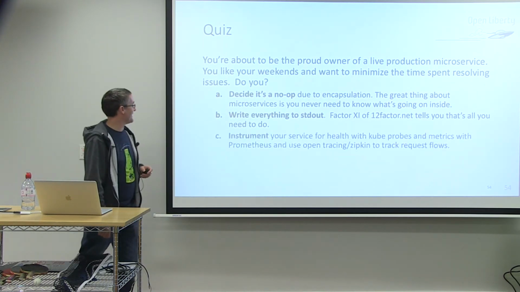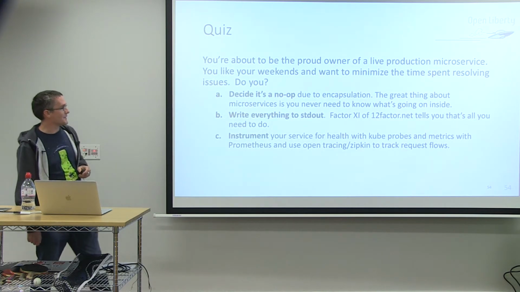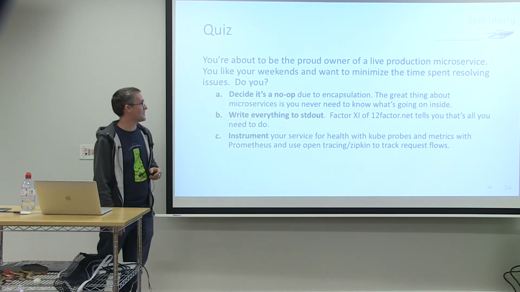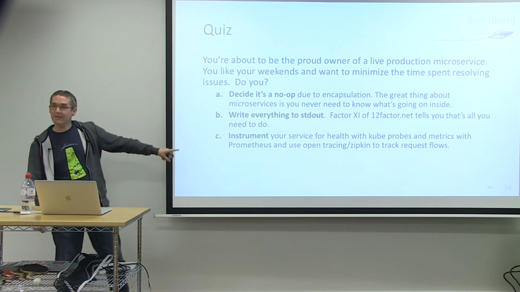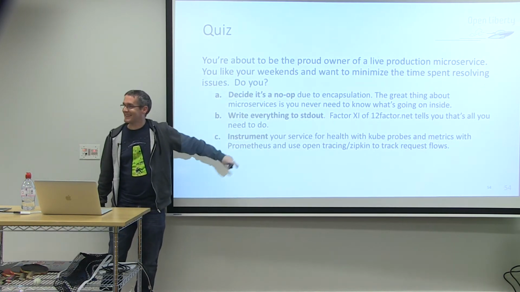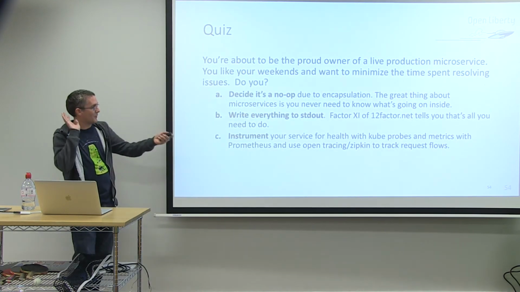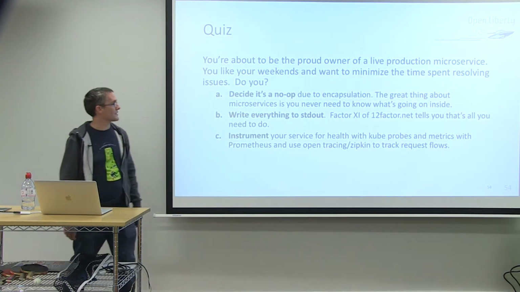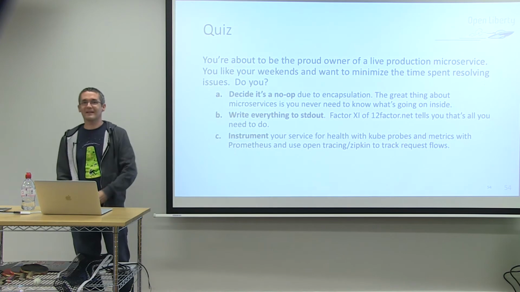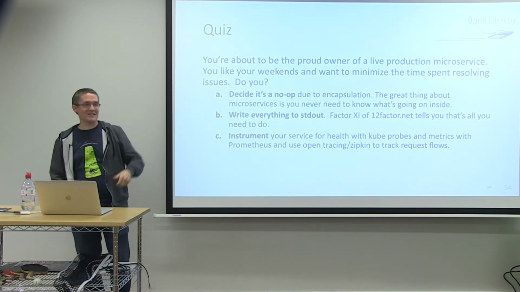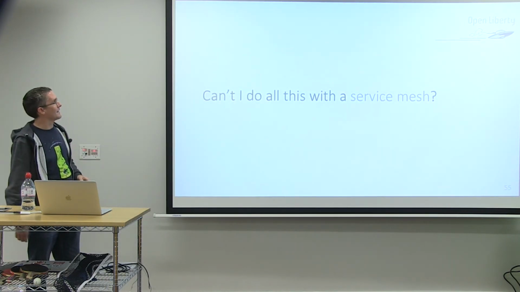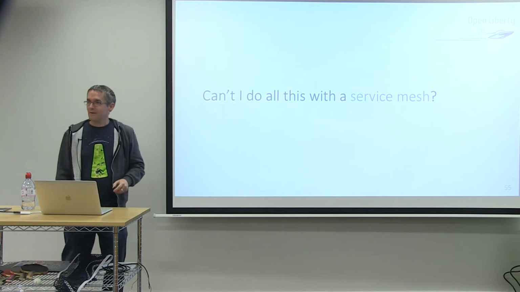Yep. Okay, see. Instrument your service for health with Kubernetes probes and metrics for Prometheus. That's the format I was after. Should have just waited, shouldn't I? And use OpenTracing / Zipkin or whatever you want to use under there to track request flows. Excellent. All right.